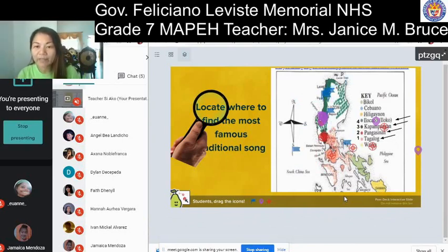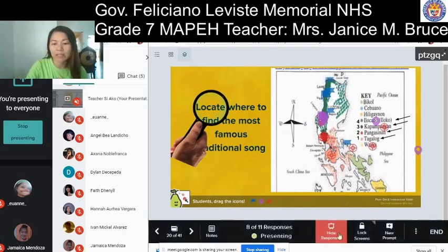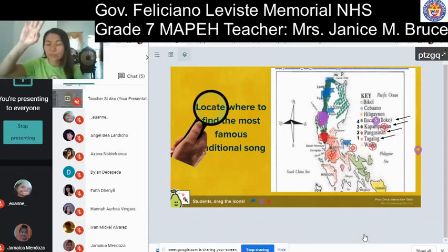1, 2, 3, 4 flags were correct. Okay, I'm gonna be locking in now. No more answering. Okay, so there you go. We have those 4 languages that we pointed out. What is that?